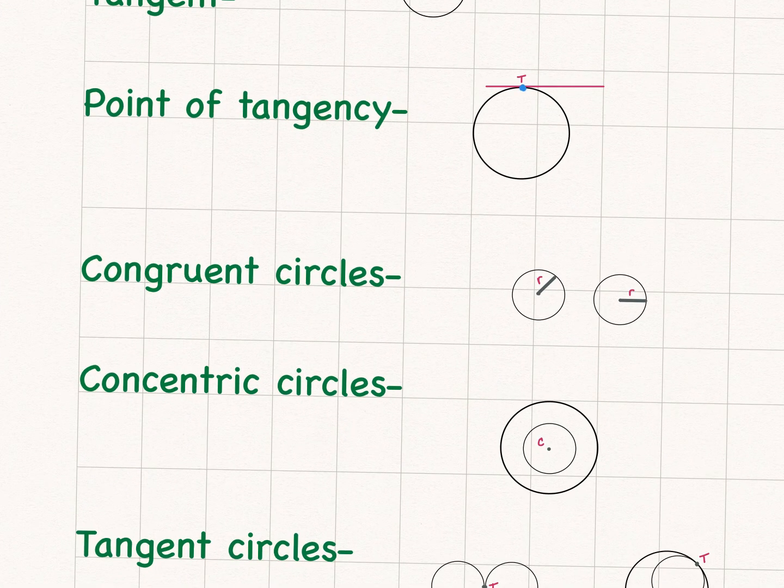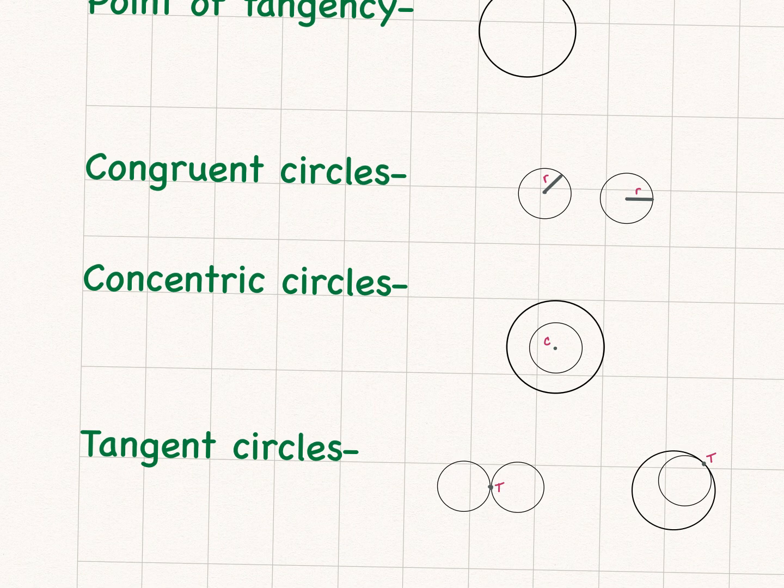We also should know what a congruent circle is. Congruent circles have the same radius. So if the radii are congruent, then the circles are congruent. We also have the word concentric. Concentric circles share the same center, but their radii are not the same. The radius for this one is there, and this radius is bigger. So they share the same center, but they do not have the same radius.